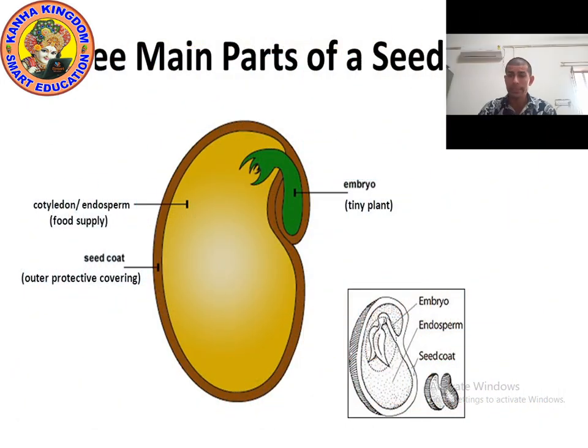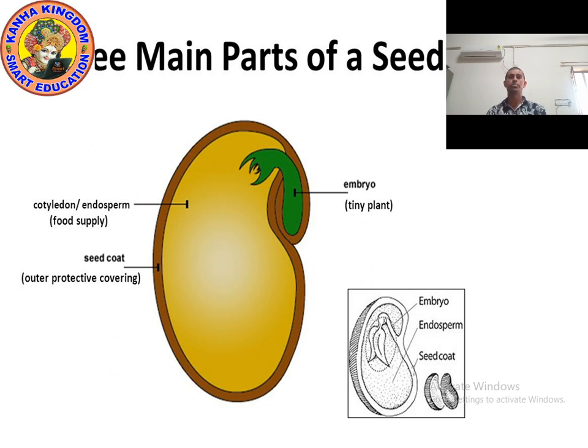Now, dear kids, dear students, let's study the different parts of a seed. When we were studying a few seconds ago about the stages of germination, I spoke a few words. First, seed coat, cartilage, embryo. Okay, you can see the picture of the seed.